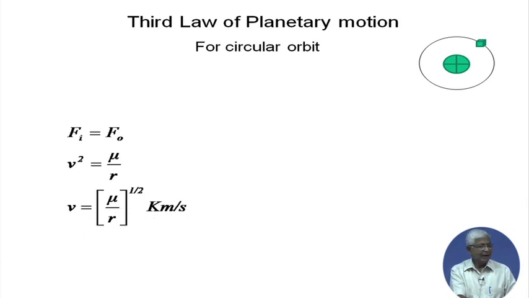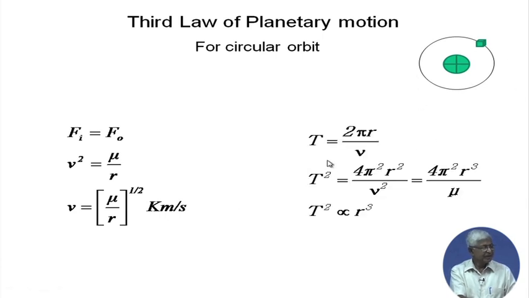And from this we can find out the time period of the orbit, that is time is 2 pi r, that is the circumference, by velocity. Replacing the velocity, T square is equal to 4 pi square r square by v square, and putting the value of v square, that is mu by r, it becomes 4 pi square r cube by mu, or T square is proportional to r cube. That is what is stated by Kepler.